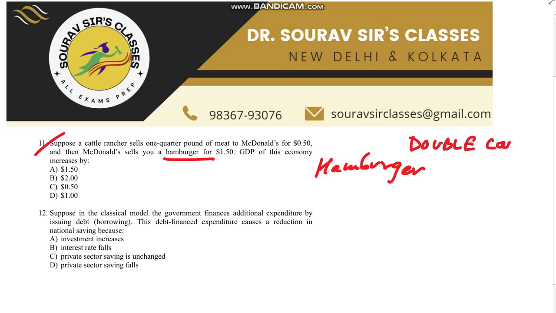That is a crucial problem. So we don't consider that. So the GDP increases by $1.50, the price of the final good sold to the consumer, the total value added to the economy. Because here you can understand the cattle rancher sells 0.225 quantity of meat to McDonald's for 0.50, and that intermediate transaction is not counted. Then what is counted? McDonald's selling the hamburger to the consumer, that is 1.50. So the answer will be 1.50.